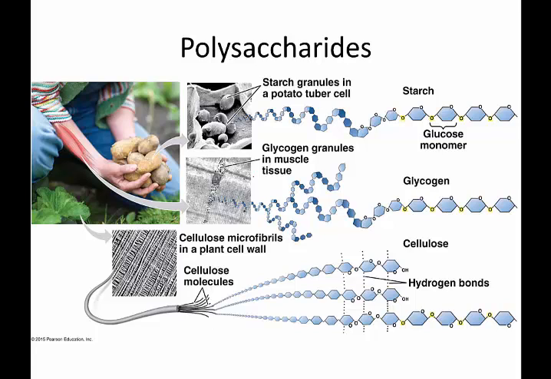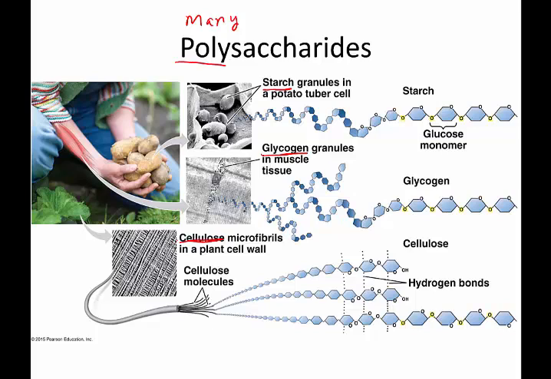So we've talked about monosaccharides and disaccharides. Now we're going to talk about polysaccharides. Again, knowing your prefixes here is very helpful. So poly means many. So as opposed to one sugar molecule or two sugar molecules, here we're looking at multiple sugar molecules linked together. And so there are 3 examples on the slide. We have starch, glycogen, and cellulose.